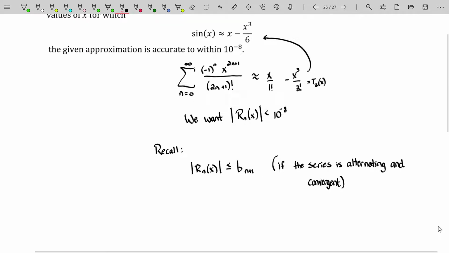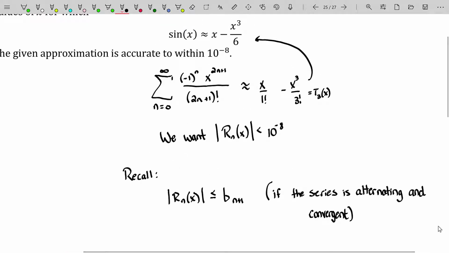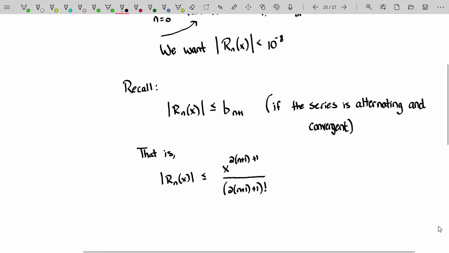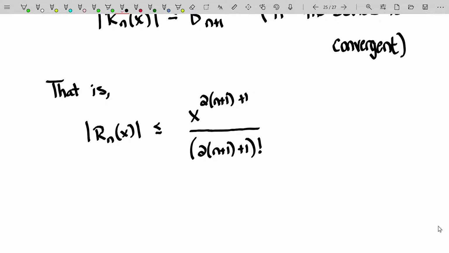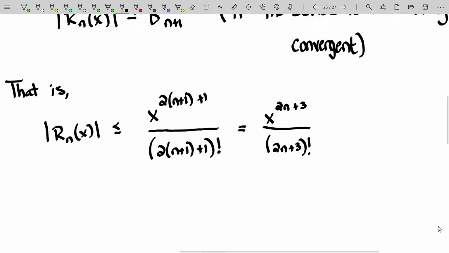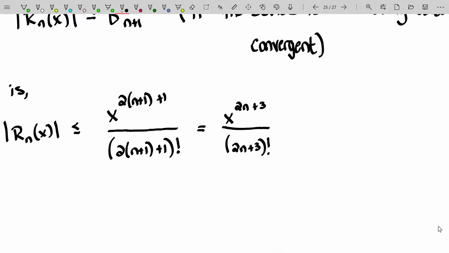So what we're really asking is, if I look at the next term in line and I don't take the alternating factor, we get a bound like this. And of course that does clean up. That's the n plus first term. It cleans up to this. And we want that to be less than, this is what we want, 10 to the negative 8th.